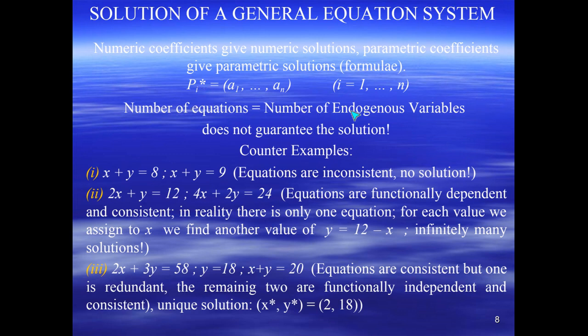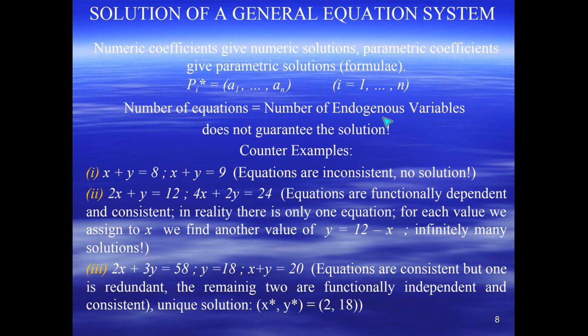Number of equations equals number of endogenous variables. This is what we learn at high school. We say that if the number of equations in a model is equal to the number of endogenous variables, we should be able to solve the model. It should be solvable, but it's not true. This does not guarantee the solution. We have some counterexamples where we have, for instance, two variables and two equations, but we don't obtain the solution, or we have infinitely many solutions. So it is possible as well. You see.